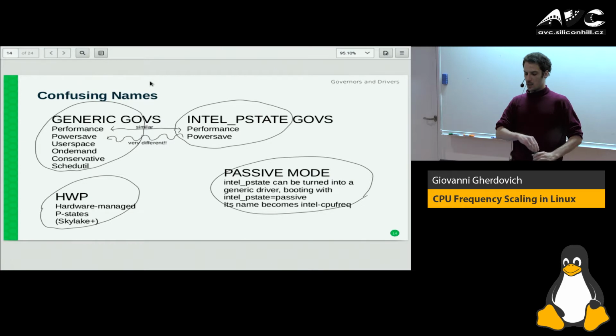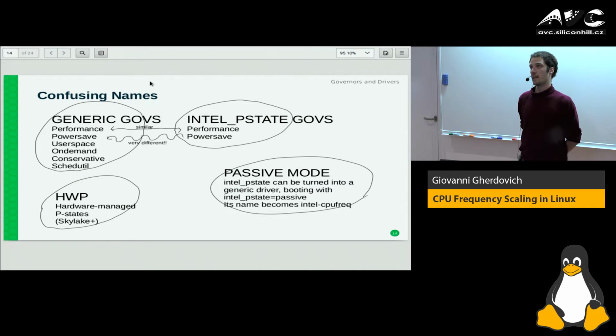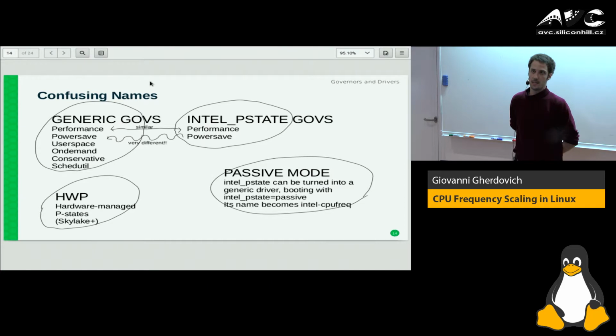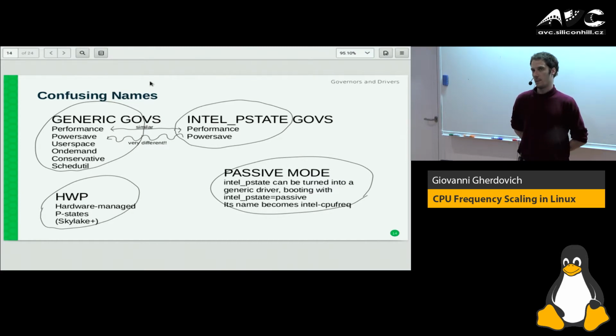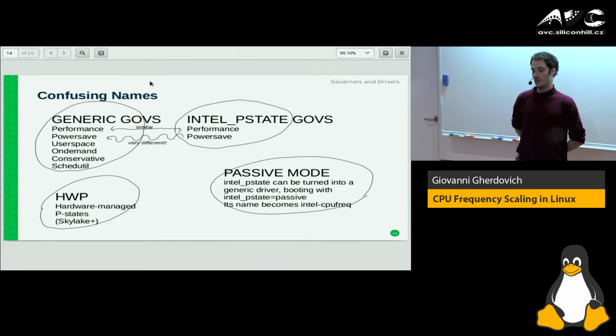A little bit about names. We have generic governors, as I said, and we have a list of those that are available. One is called performance. I mentioned this earlier, and this is the one that always gives you the max frequency. It's not very interesting, but it's very often used in server workloads because people don't want surprises, don't want a governor that does not work as they expect. And then we have powersave that always gives you the minimum frequency. Intel PState has governors which are different, but have the same names, so this is a bit confusing.